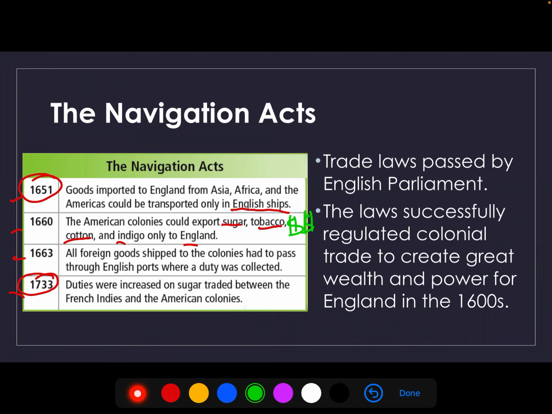Not the end of the world. Colonies can only export sugar, tobacco, cotton, and indigo to England. Here's the thing. All of those crops are cash crops. Those are their big money makers. And now the British government is saying you can only send that stuff to England. Then, 1663, you come to all the goods have to pass through English ports where a tax was collected. Again, more money lost. And then finally in 1733, those duties are increased, specifically on sugar. And so that's more money.